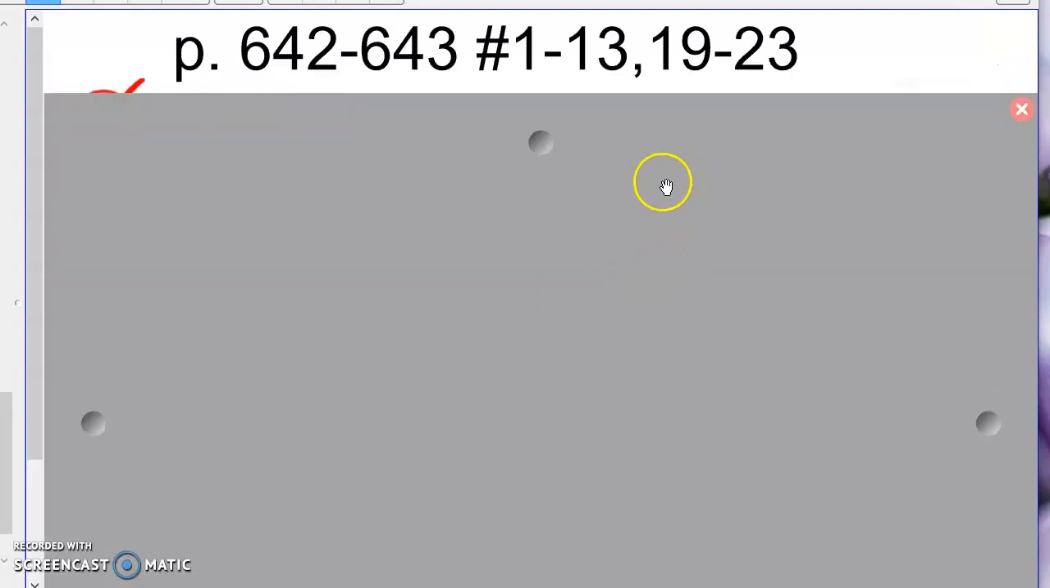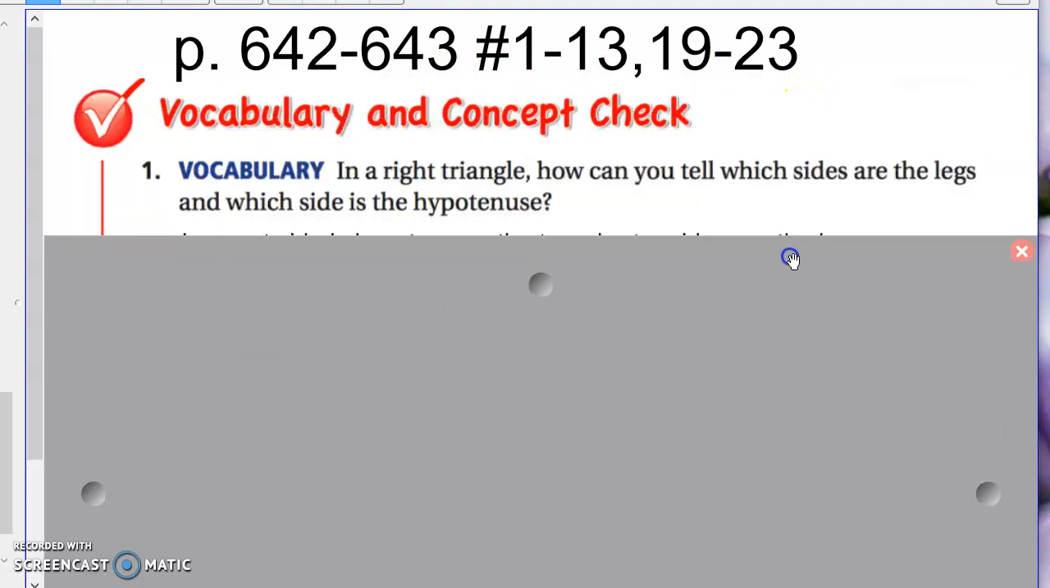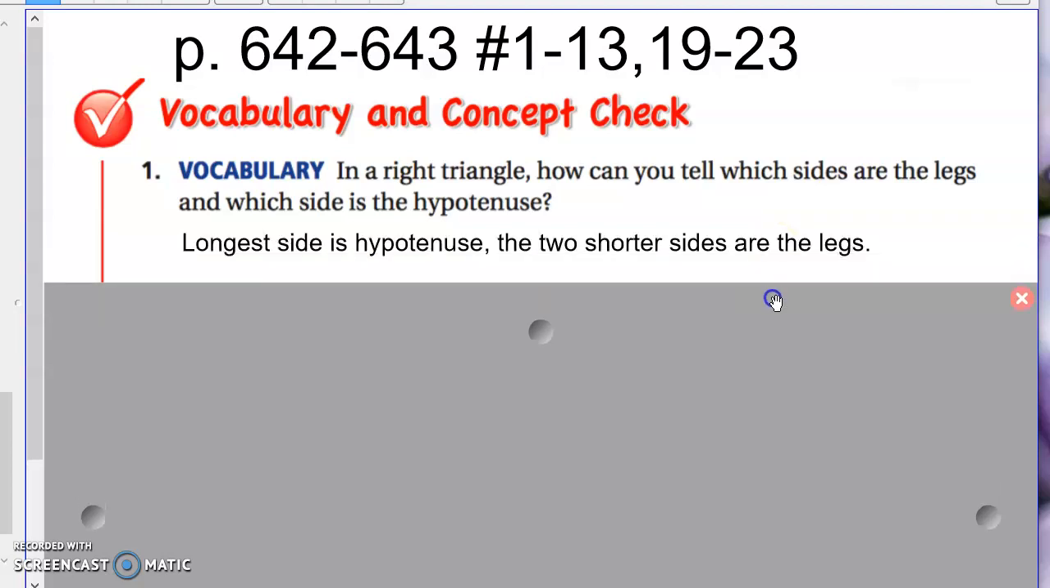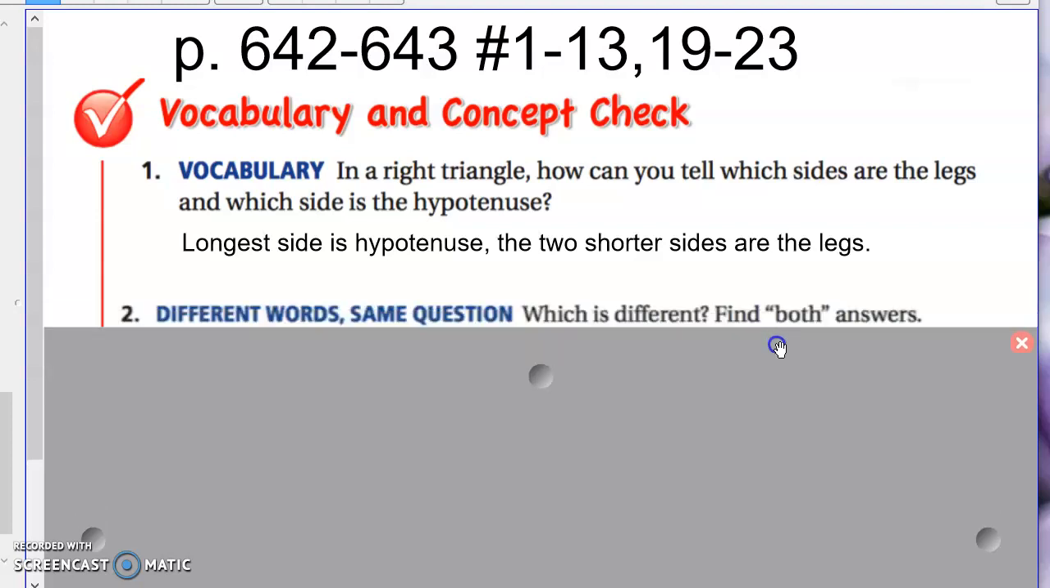Homework time. So you can get out your textbook and a piece of paper, and we can get started on this homework assignment together. First question says, in a right triangle, how can you tell which sides are the legs and which sides are the hypotenuse? And the answer to that question is the longest side is always the hypotenuse. The 2 shorter sides are your legs. And remember, your hypotenuse is always going to be opposite the right angle.